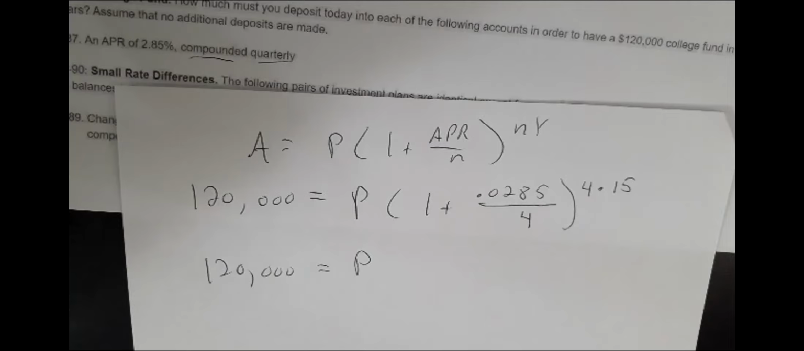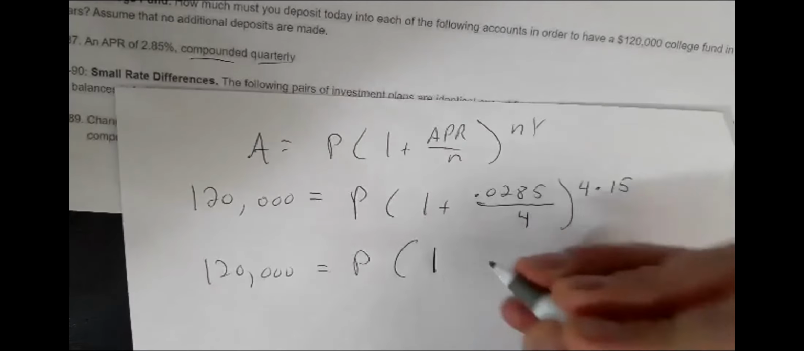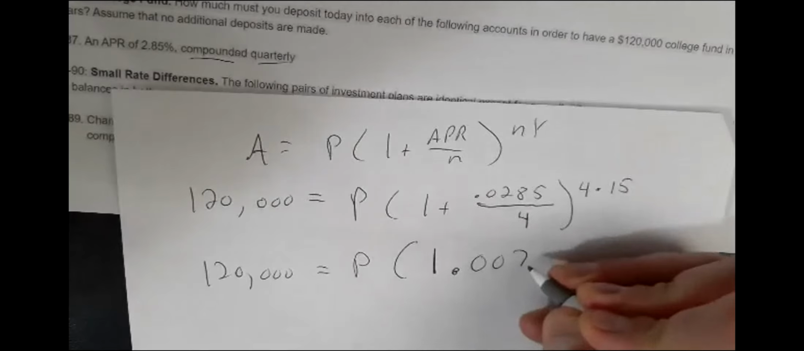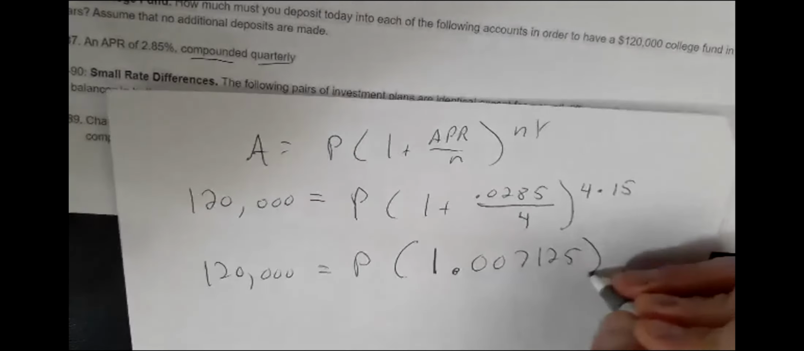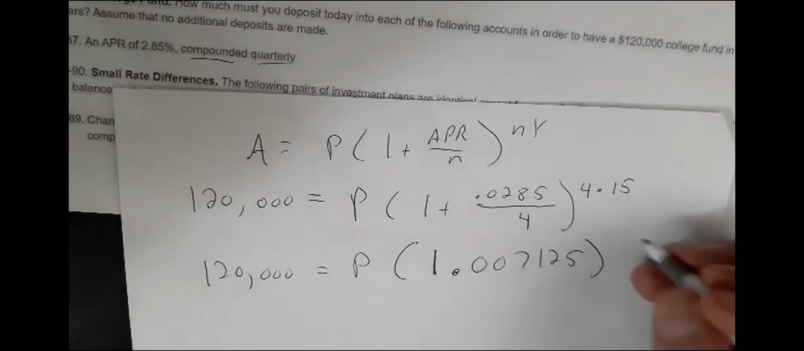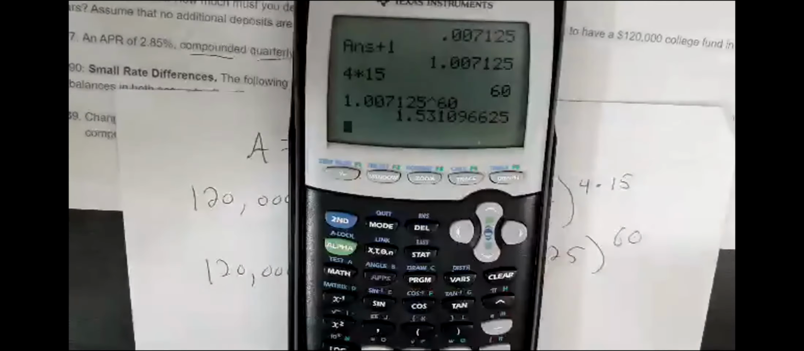0.0285 divided by 4 plus 1. If I look in here, I'm going to add 1 to 0.007125. It's going to become 1.007125 on the inside. 4 times 15 is going to give me 60. So I'm going 1.007125 to the 60th.